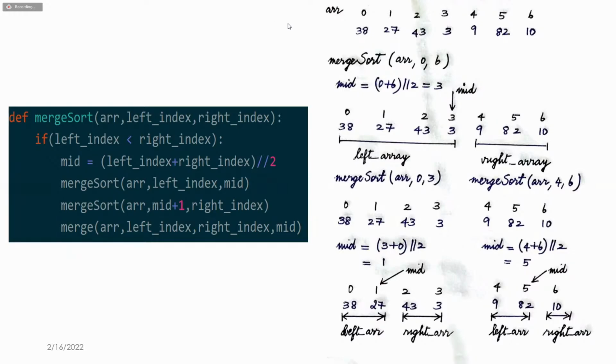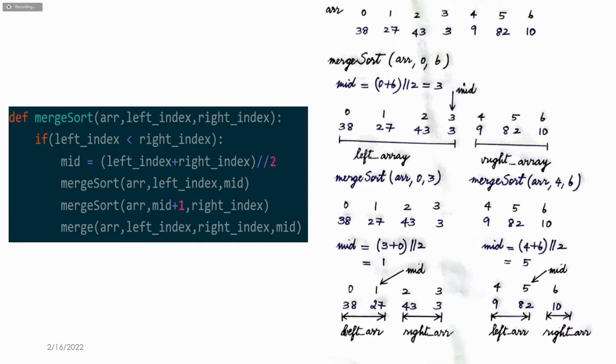So you can see this array: 38, 27, 43, 3, 9, 82, and 10. Once I pass this array to the merge sort function, we compute the mid. Here the mid is 3. So I split this given array into two arrays, the left array and the right array. In the left array, we have elements from index 0 to index 3, which is the mid. Similarly, in the right array, we have the elements from index 4 to index 6.